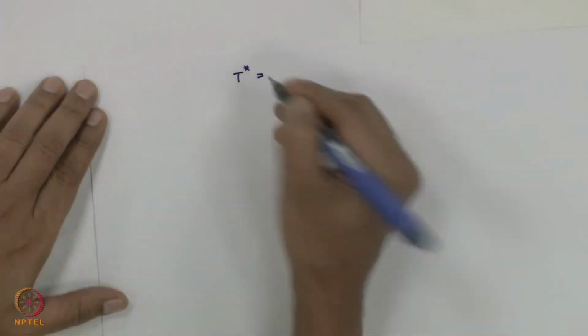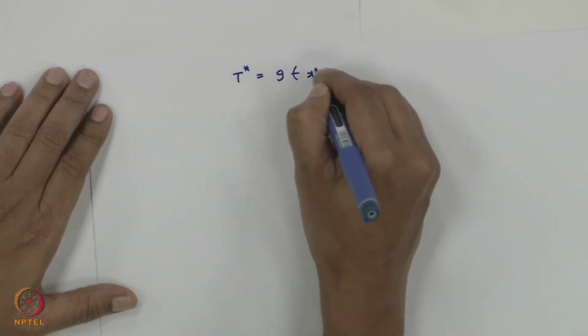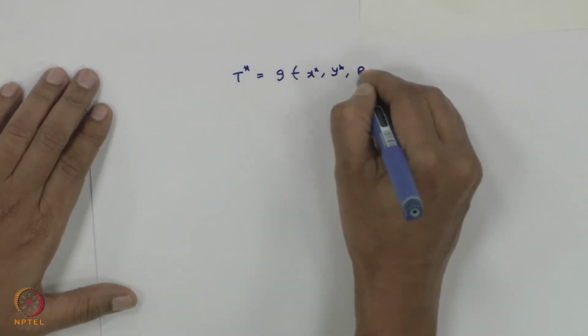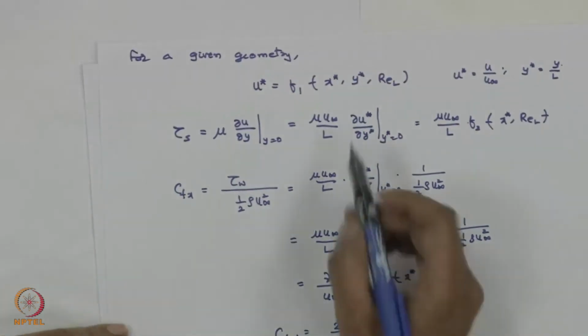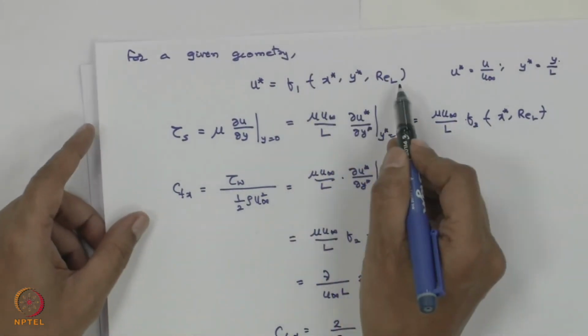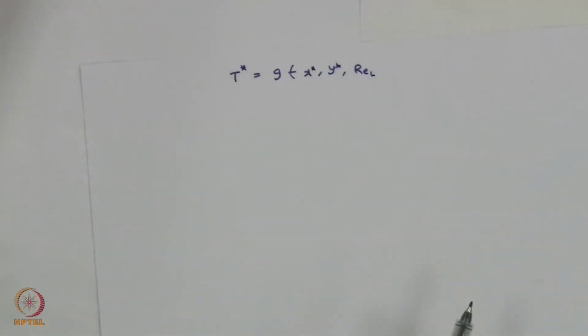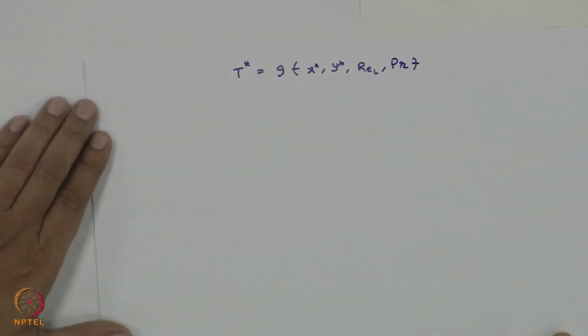So, now let us write down dimensionless temperature, that is T star, as a new function of X star comma Y star. If you recollect, we had taken for Cf, U star as a function of X star, Y star, Reynolds number, but for the energy equation, in addition to this, we need the Prandtl number, because that is what we got when we did the non-dimensionalization of the energy equation. So, this is T star.